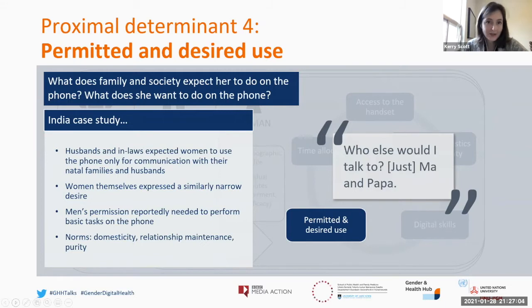Most said they had no friends or had lost touch with friends, and very few were using the phone for employment. And this quote kind of sums it up. A woman simply says, who else would I talk to? Just mom and papa. Now, interestingly, women themselves expressed similarly limited desire. These were grounded in norms of domesticity, relationship maintenance, and purity, wherein women were safe from accusations of improper behavior if they stayed within this narrow set of phone uses. Back to you, Amnesty.